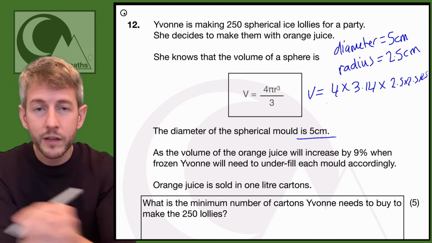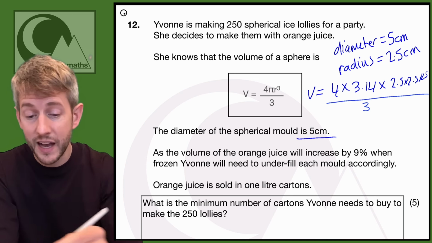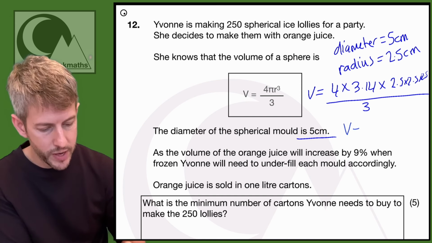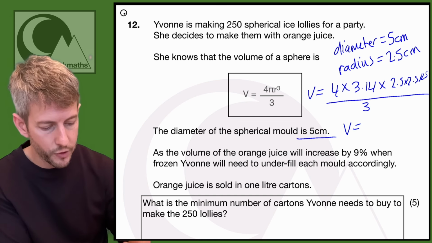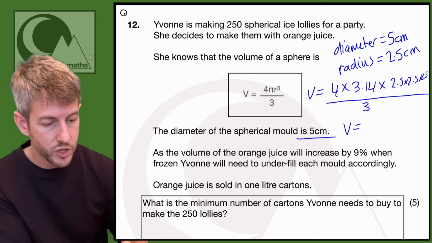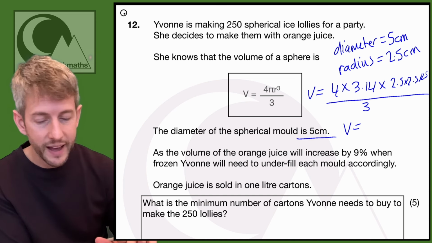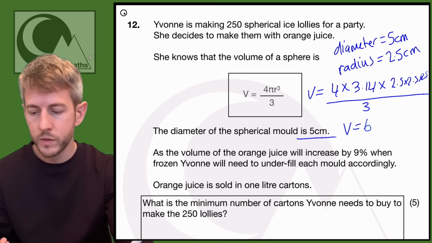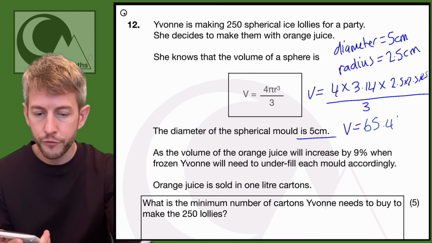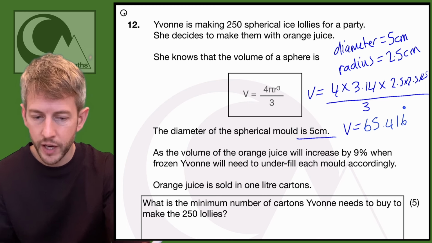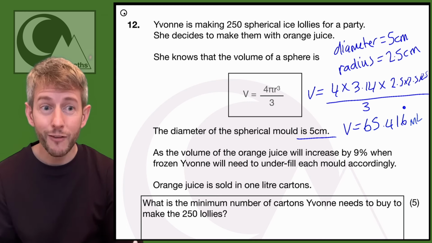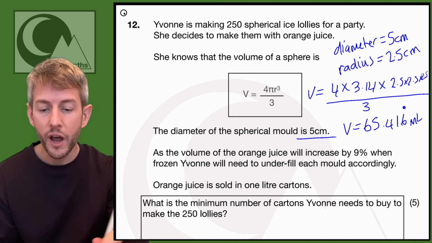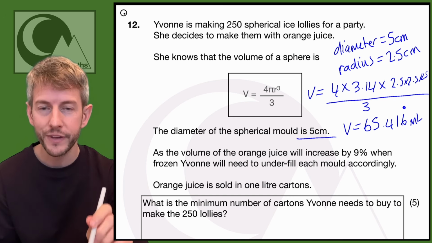divided by 3. So I'm actually going to work this out in my calculator. So V equals 4 times 3.14 times 2.5 times 2.5 times 2.5. And then I'm going to divide that answer by 3. Okay, so here we go. This equals 65.416 recurring mils. So there we go. That's one part of this done. We know the volume of one sphere.